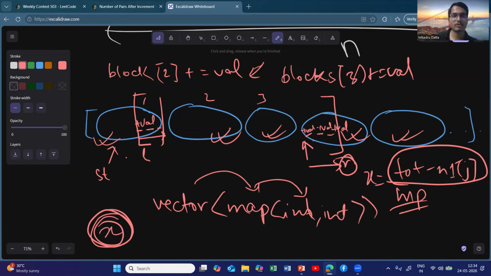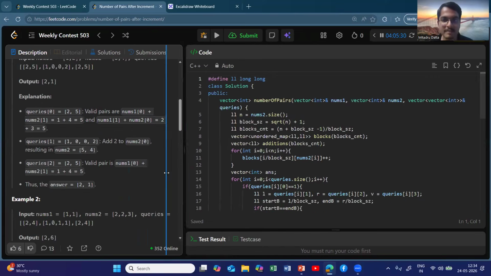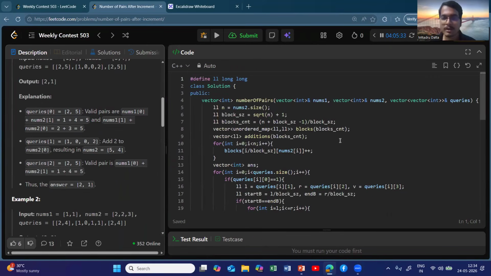So yeah, I can directly show you the code. I hope this will be simple to understand, not at all difficult. So at first I have this nums2.size, then I take the size of each block. As I told you, the size of each block will be square root of n plus 1, I take one extra for safety, because the square root of n will truncate some values. I don't want that to happen. That will not affect my time complexity, because O of root n plus 1 won't affect much.